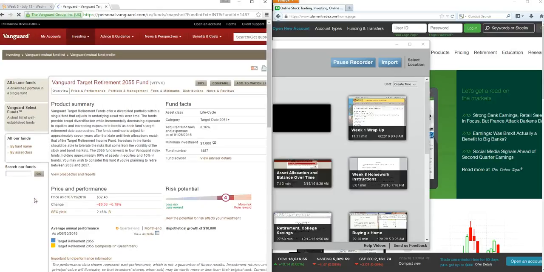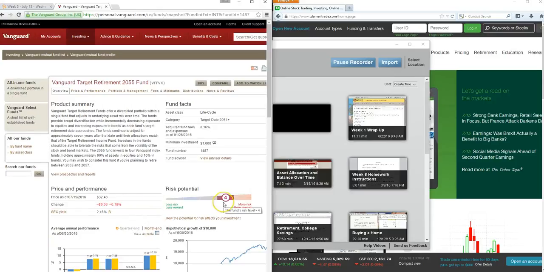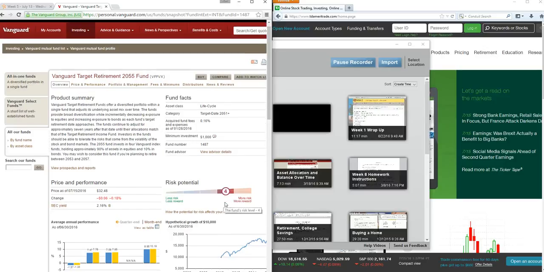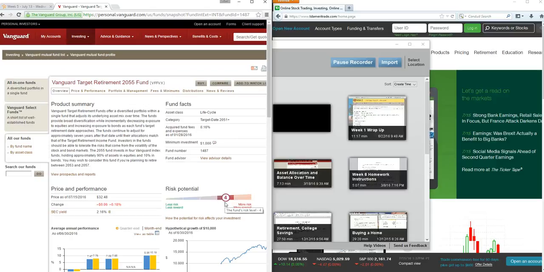And first of all, we're going to notice that look at the risk. It's gone up to a 4. And the reason it's gone up to a 4 is because it includes more stocks. So going back to that investment pyramid, higher risk, potential for higher reward. This fund is going to contain more stocks. Why? Because you're young. You're only 20 years old. You have a lot of time to weather the ups and downs of the market.